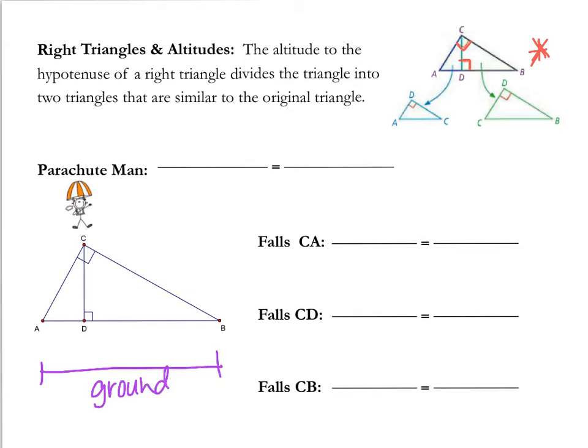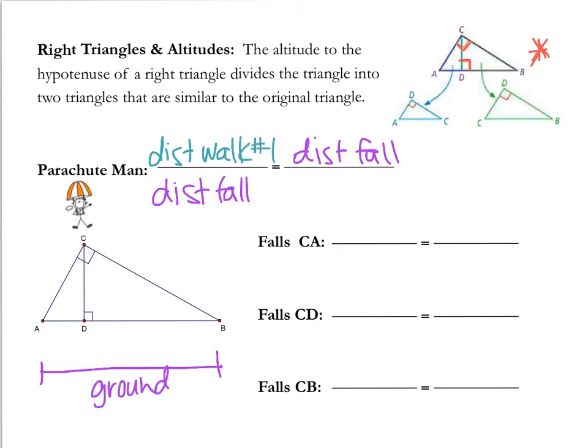What happens is he's going to have a side that he falls down. Whatever side that is is going to go in that geometric mean position. So the same place we were putting x in the last ones, that's going to go there. And then he's going to have two distances he walks. So distance walk number 1, distance walk number 2.